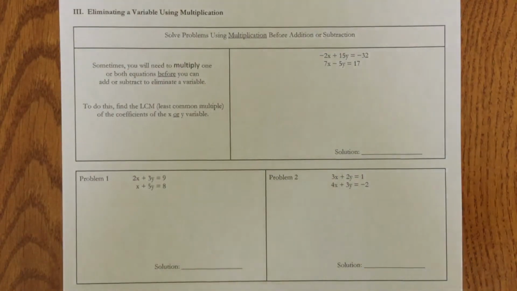Sometimes we cannot simply add or subtract in order to eliminate one of the variables in our system. We have an example of that here. Notice the coefficient of the x terms. The top one is -2 and the bottom one is 7. They are not the same. For the y terms, the coefficient in the top equation is 15 and in the bottom it's -5. They are not the same.